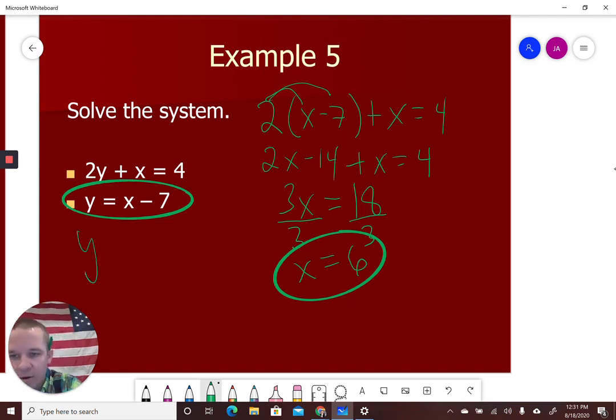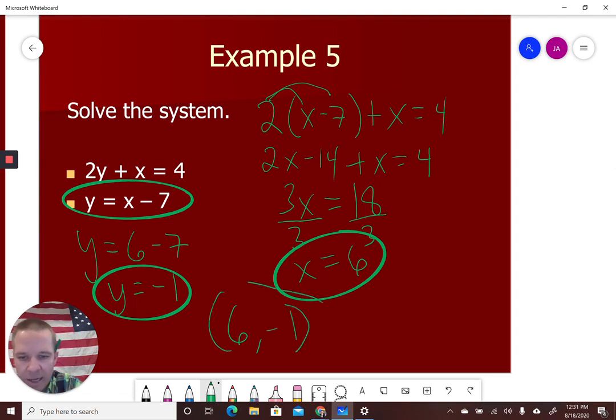I've already got it ready to go over here. Y equals 6 minus 7. So y equals -1. Boom, we got them both. 6 comma -1. I like it. I love it. Bada boom, bada bing.